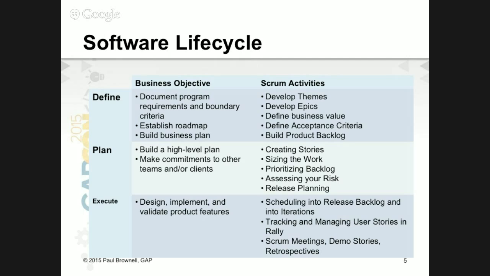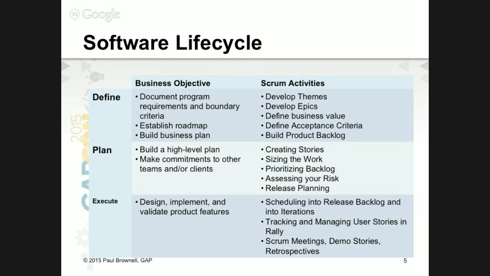At the define phase, on the business side, you're really trying to understand what is the business plan, what's the product roadmap, how is this going to work in the business world. From a software side, and how that translates into Scrum is building a product backlog and developing themes and epics. And I'll talk a little bit more about what are themes and epics here in just a moment. We'll go through each of these sections.